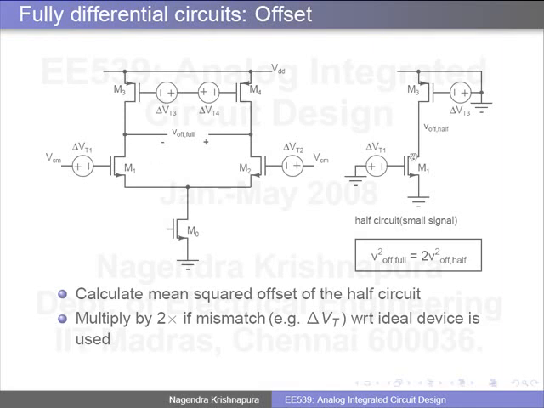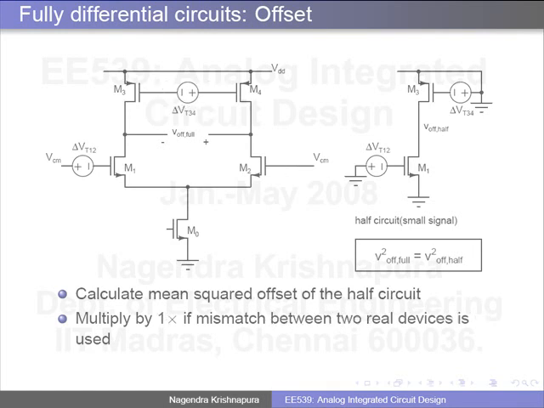Then you analyze the mean square error of the half circuit using small signal analysis, and the differential offset mean square value will be 2 times the mean square value of the offset of the half circuit. That is, if you have taken the delta VTs as mismatch between M2 and an ideal device, and so on.